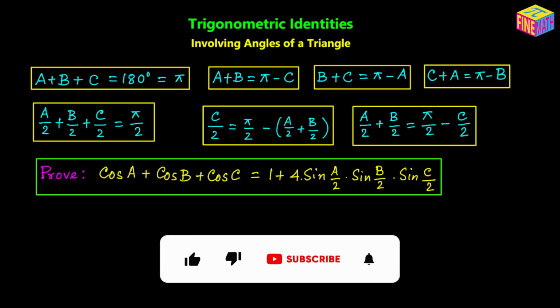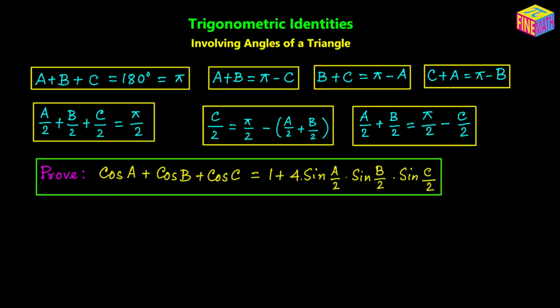The identity is like this. Cosine of A plus cosine of B plus cosine of C is equal to 1 plus 4 times sine of A over 2 times sine of B over 2 times sine of C over 2. That's the identity that we are going to prove here today.